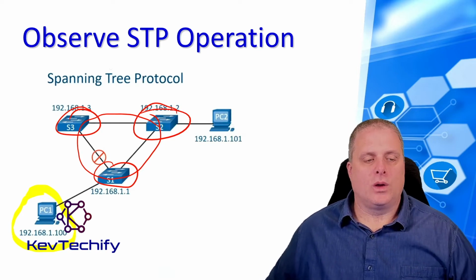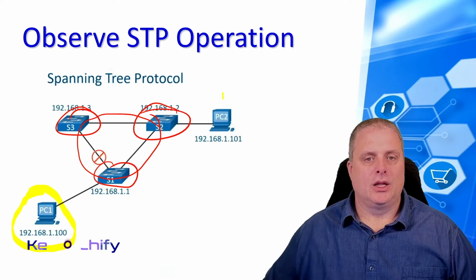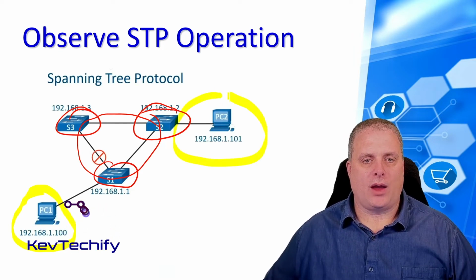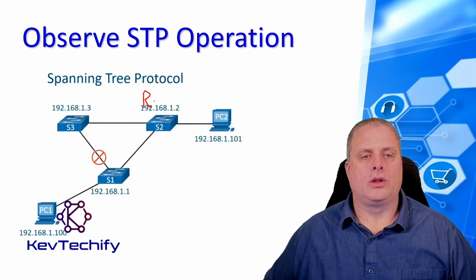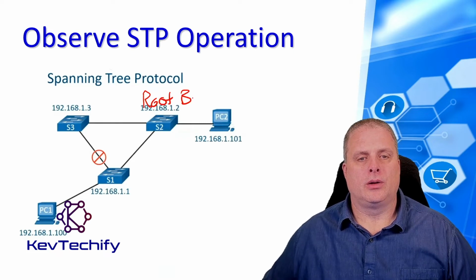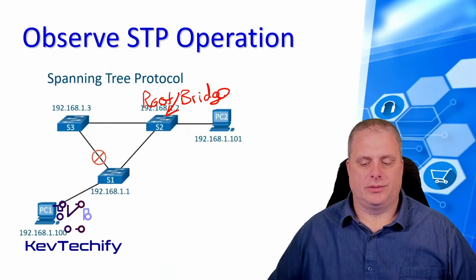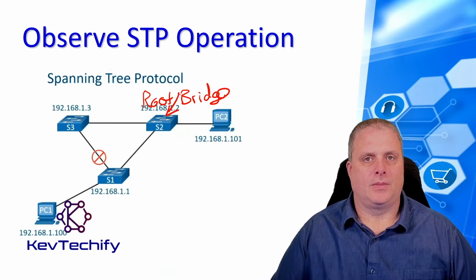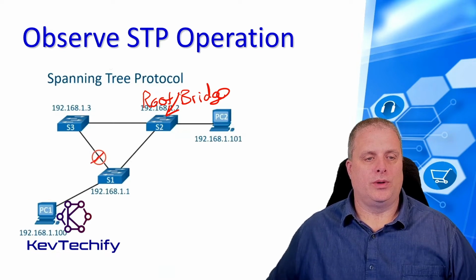This has an address of 192.168.1.100. And there'll be a second PC located up here off of switch 2 at 192.168.1.100. S2 is what we call the root bridge. S1 down here has an alternate port in blocking mode. We signify that with the red circle with the line through it.